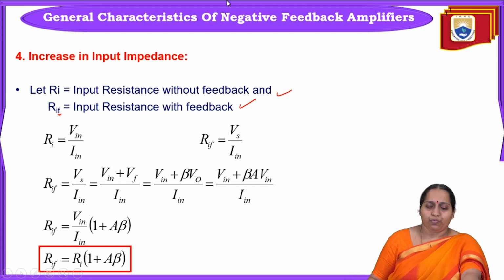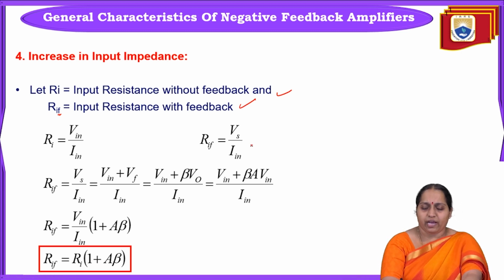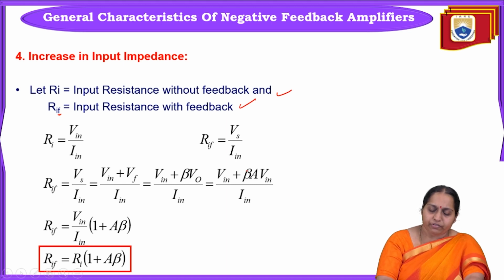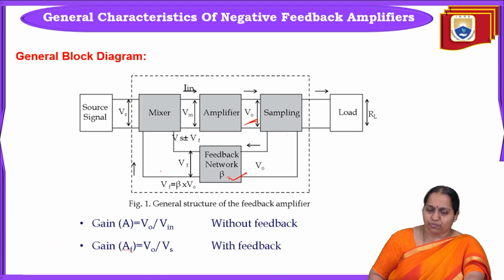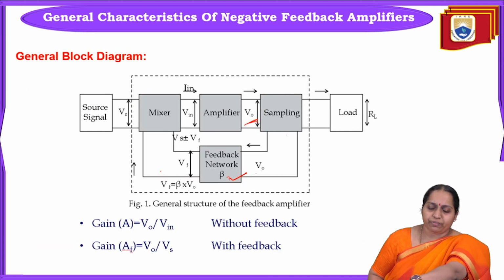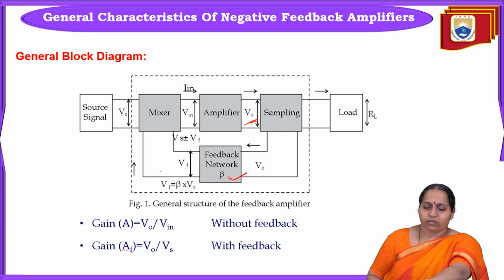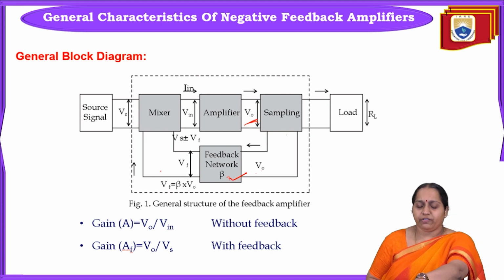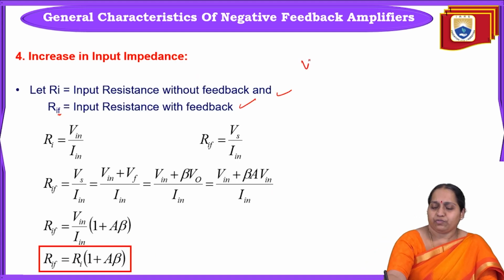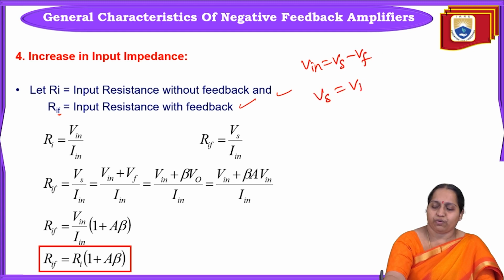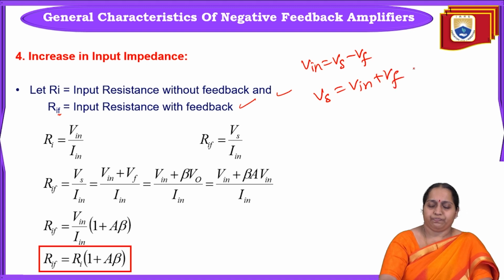Now RIF equal to Vs by IN. So what is Vs? From the block diagram, if it is negative feedback, Vn equal to Vs minus Vf. If it is a negative connection, the feedback signal is added with a negative sign. So Vs minus Vf equal to Vn. So Vn equal to Vs minus Vf, or in other words, Vs equal to Vn plus Vf.